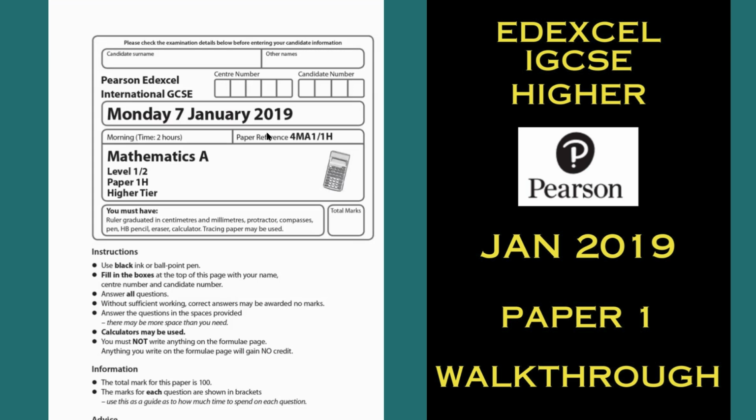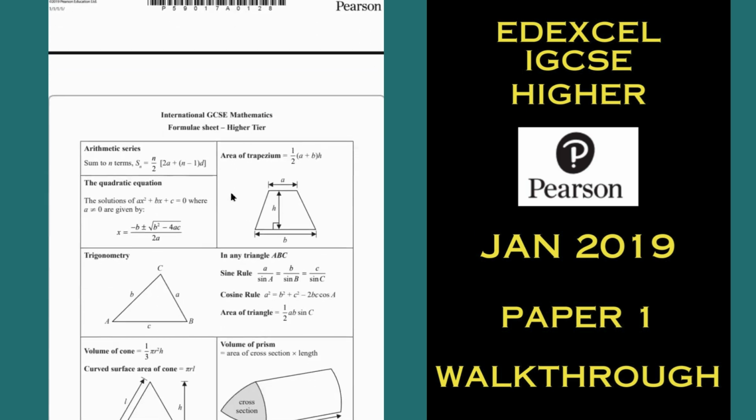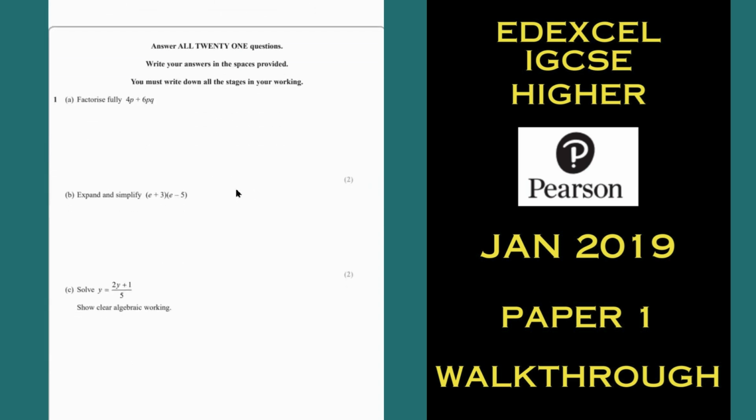So welcome to the Edexcel Higher, the International GCSE. As you can see, it's the January 19 paper and it's paper 1H. So let's go. First off, factorise fully.